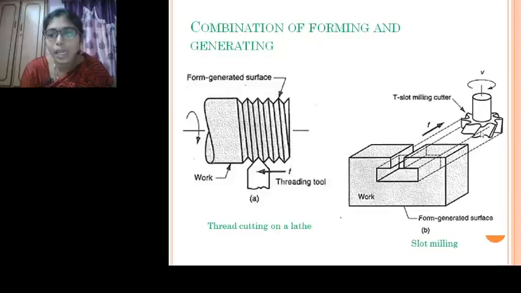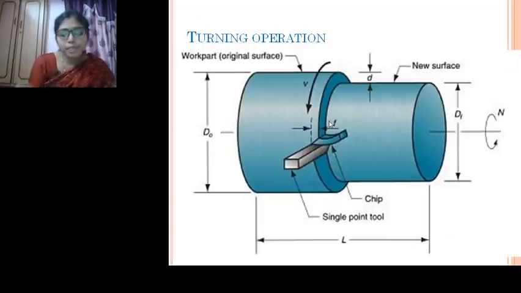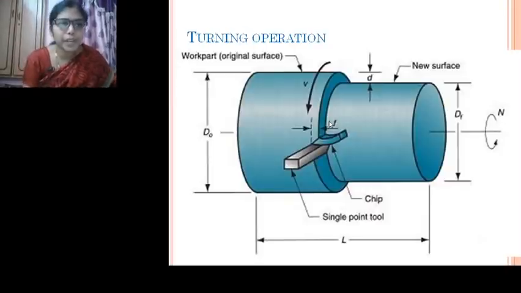Slot milling cutter will determine the slot or the shape that has to be obtained, whereas the production of the slot is determined by the feed which we give. So it is dependent on both the shape of the tool and also the feed which we are providing while machining. So this is a combination of both, right? So now, as we have discussed, those are the different types.